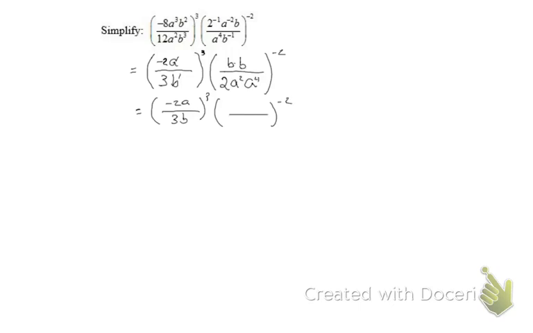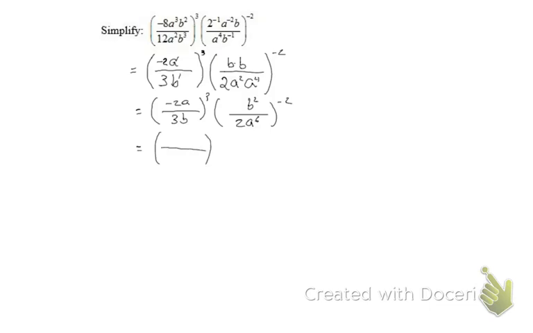So in the numerator, I have b times b, which is b squared, and a to the second times a to the fourth. Adding the exponents, I'll get a to the 6 and a 2. So now I'm going to apply the outer exponents. For the first grouping, I'm going to cube everything.